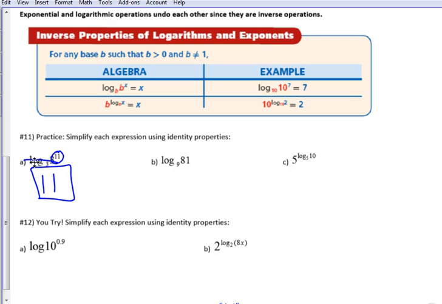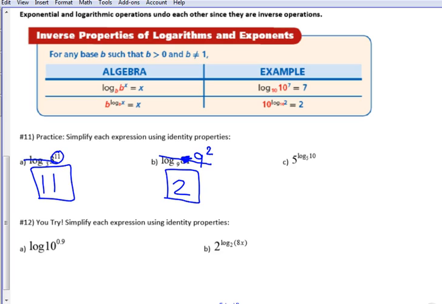Now part B, I don't see 2 bases that are the same, right? Log base 9 of 81. Could I make it happen though? Yeah? How? Yeah, I could rewrite 81 to be 9 squared. And then when I do that, now I have log base 9 of 9 squared. My log base 9 and 9 go away. My answer here is just 2. So sometimes you might have to change the value to get the same base, if it's possible.